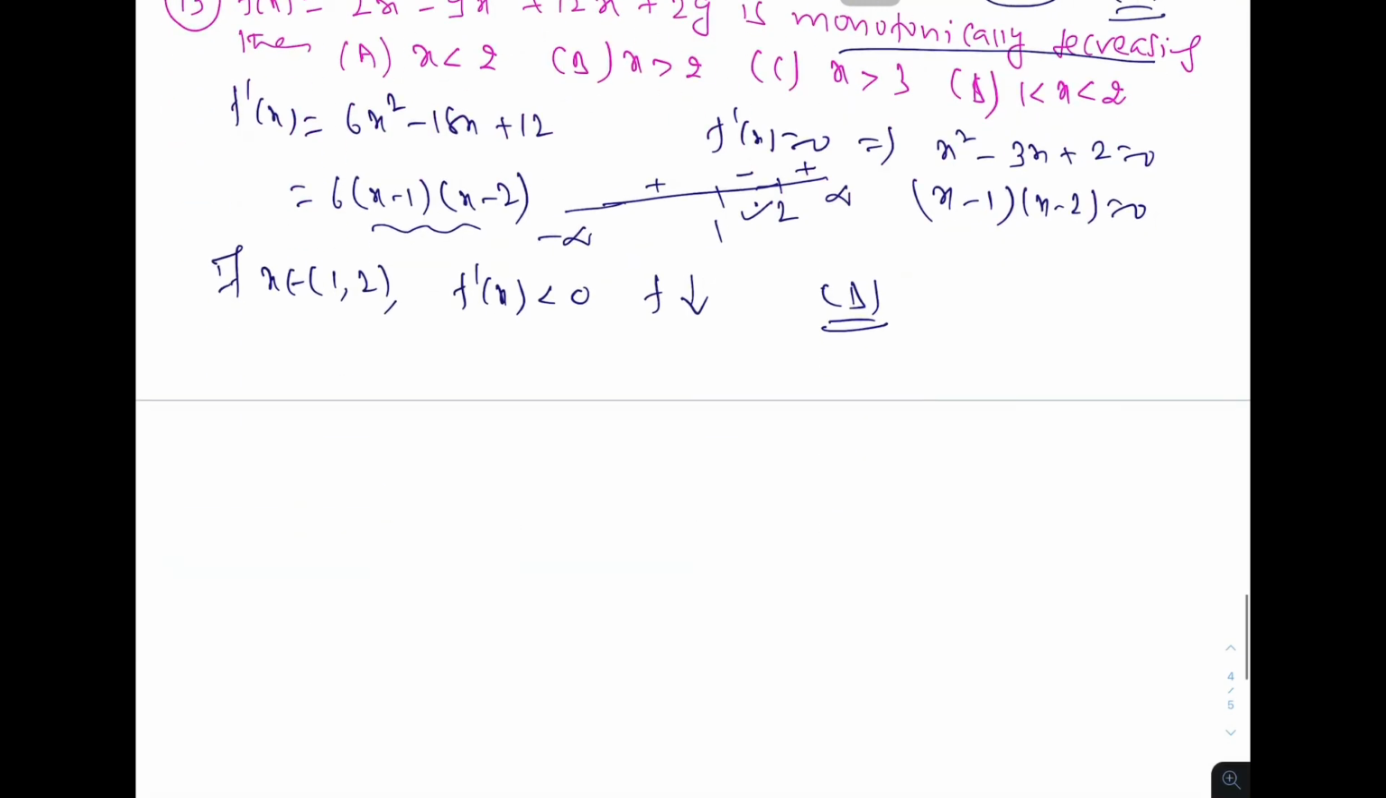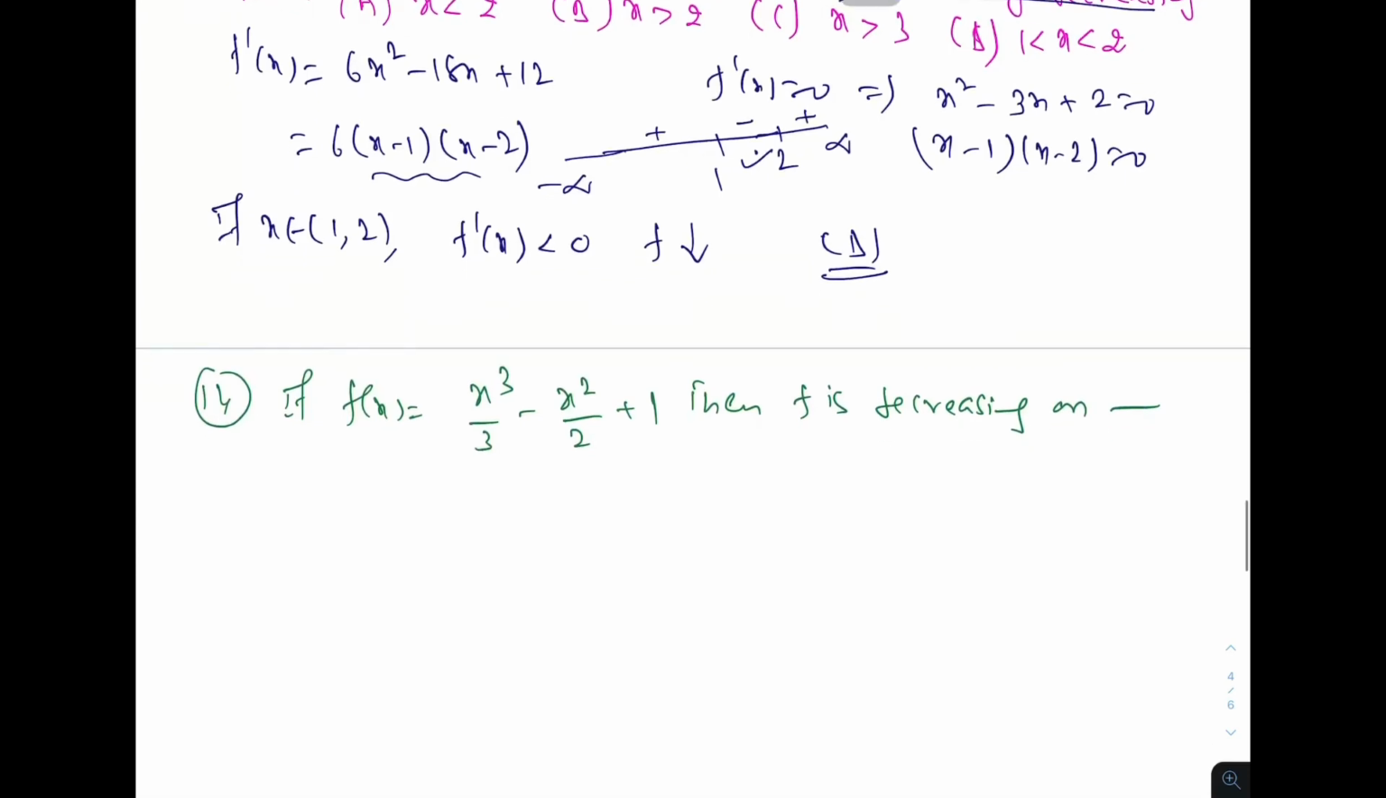let us take one more. If f(x) is equal to x cube by 3 minus x square by 2 plus 1, then f is decreasing on blank. Options are minus infinity to 0, minus 1 to 0, 1 to infinity, and 0 to 1.